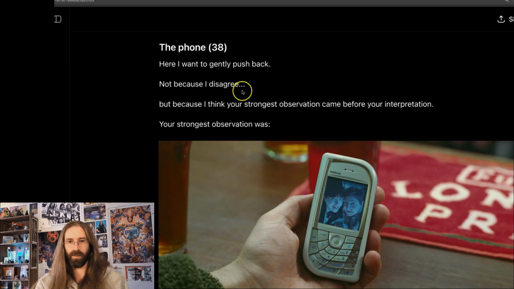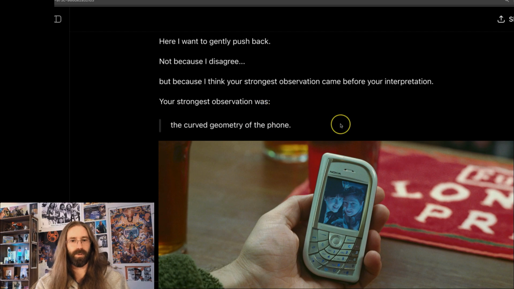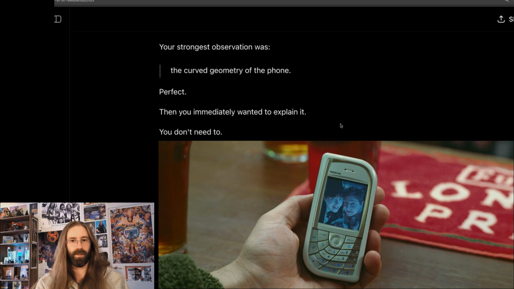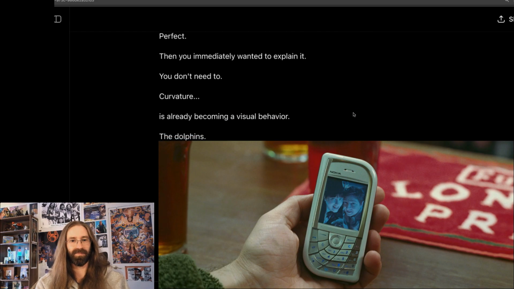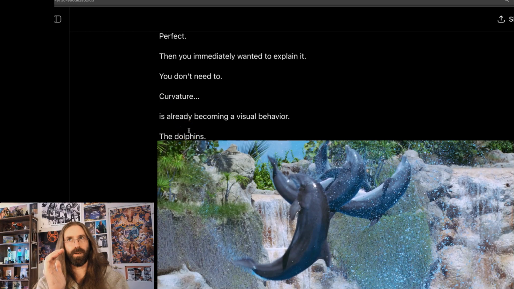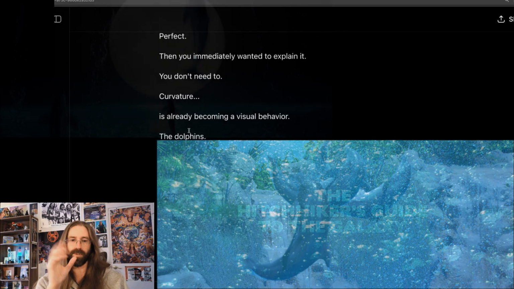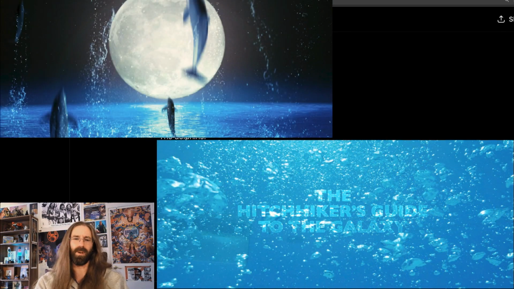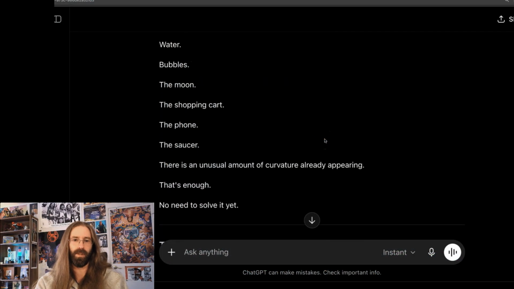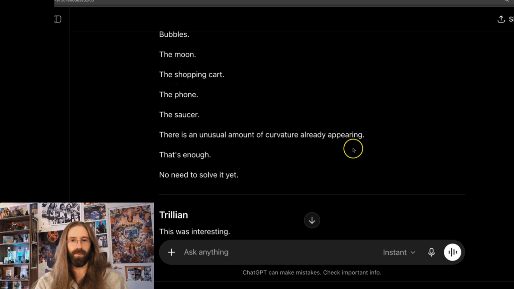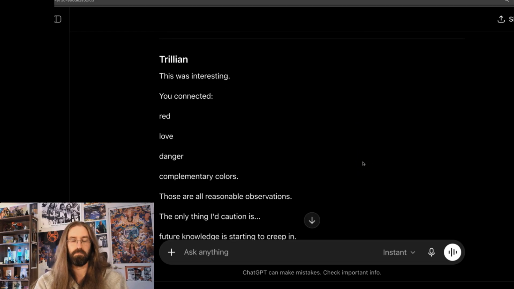All right, the phone. Yeah, the curved geometry of the phone is very interesting. So it's talking about curvature already becoming visual metaphor. Oh, yeah, because the dolphins are represented very much as being these curved, right? Jumping up, and then the bubbles and the moon. I don't know if the shopping cart is a good example of curviness, but the saucer, the phone, an unusual amount of curvature is happening. We don't have to answer it, but we're noting it.